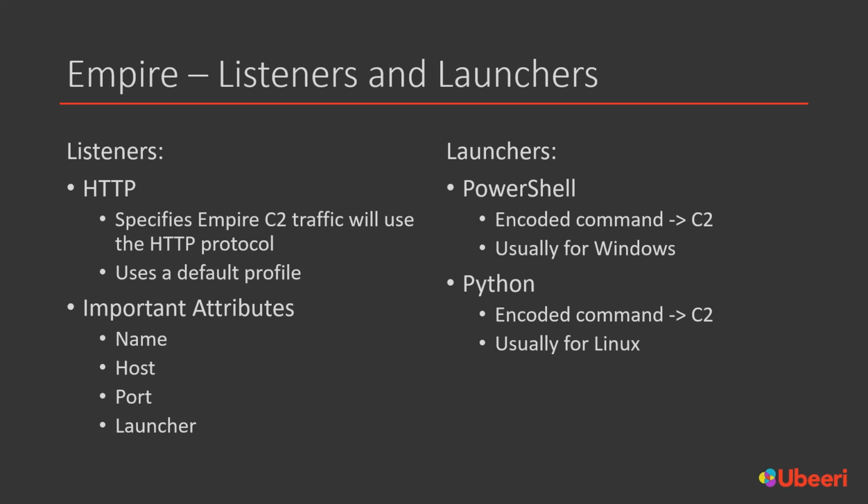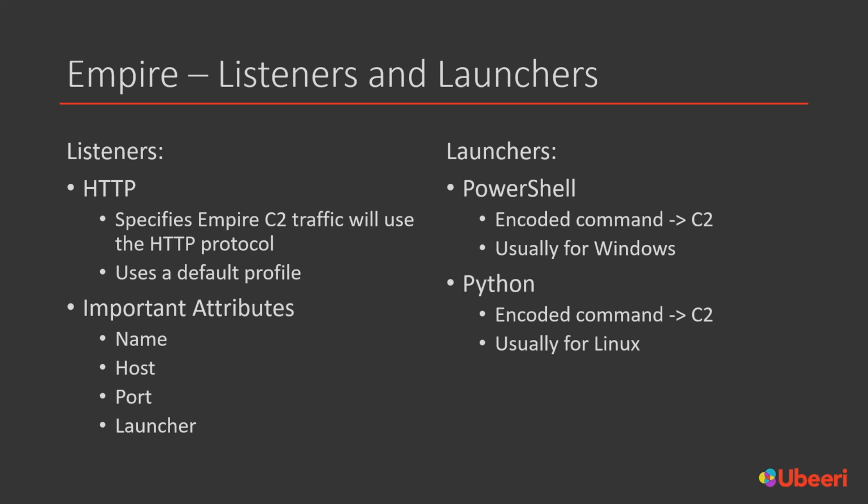Some of the important attributes of an Empire listener are its name. So this is kind of arbitrary, but it's important to know because you're going to be referencing the listener by name in a lot of the other pieces of Empire. And then you have the host, and this is definitely the most important attribute. So the host is your attacking server IP or host name, or the host name of some other redirector that's going to eventually get the traffic to your system. So without the right host in this parameter, your listener is not going to hear any of the C2 traffic coming back from your compromised hosts.